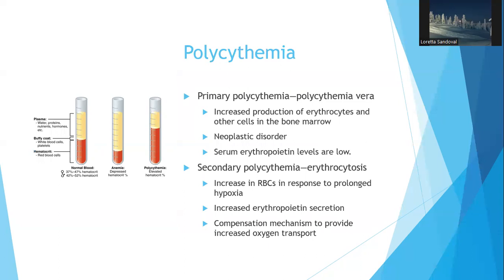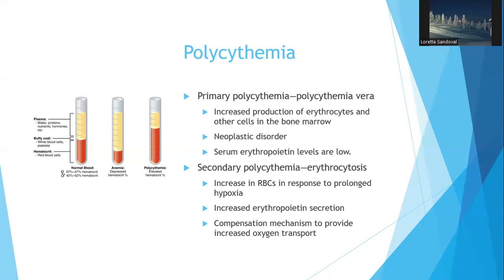Primary polycythemia is also known as polycythemia vera. Vera means true in Latin. It's a condition where there's an increased production of erythrocytes and other cells in the bone marrow. It's a neoplastic disorder. Remember when we talked about neoplasms, a neoplasm is a new growth. Serum erythropoietin levels are low, but for some reason, the body is creating more red blood cells.